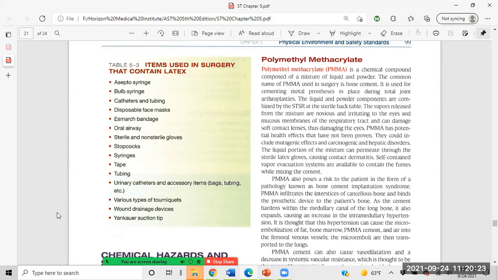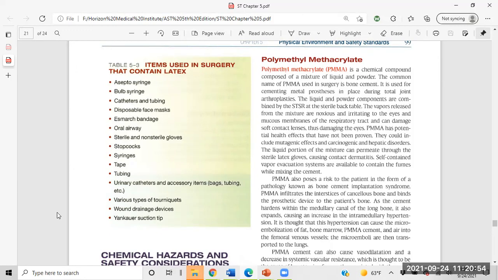Now, here are some items used in surgery that contain latex that you may not have thought about. Your asepto syringe, your bulb, a lot of catheters, tubing, the disposable face mask, the Esmarch bandage, oral airways, gloves, both sterile and non-sterile, your stopcocks, syringes, tapes, tubing, urinary catheters, different types of tourniquets, wound drainage devices, and your Yankauer suction tubing.